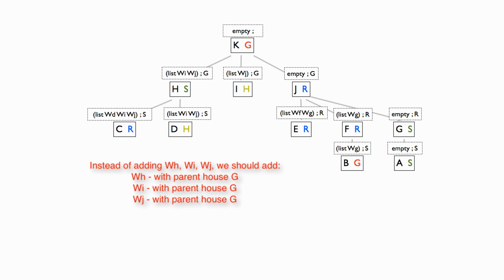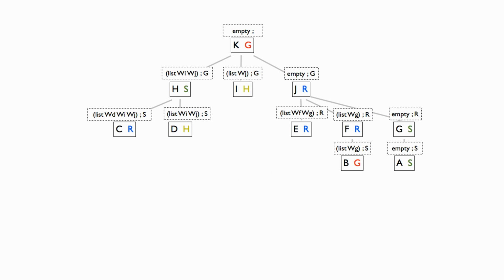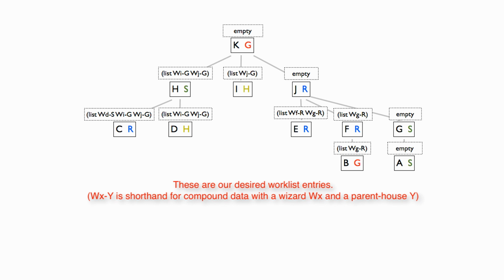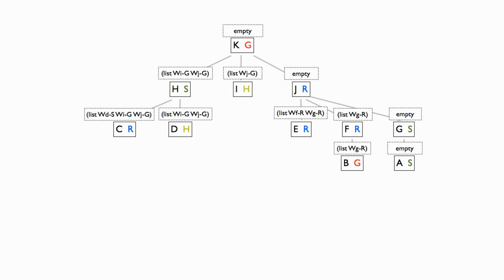And then when we're at Fun for Whiz with H, we add to the work list, hey, it's C with parent house S, and D with parent house S. And then each time we take something off the work list, we'll know, hey, it's this wizard with this parent house. And you'll see that it'll work. By the time we get to I, we'll still know that the parent house is G. So this is really our picture of what the accumulator progression has to be.